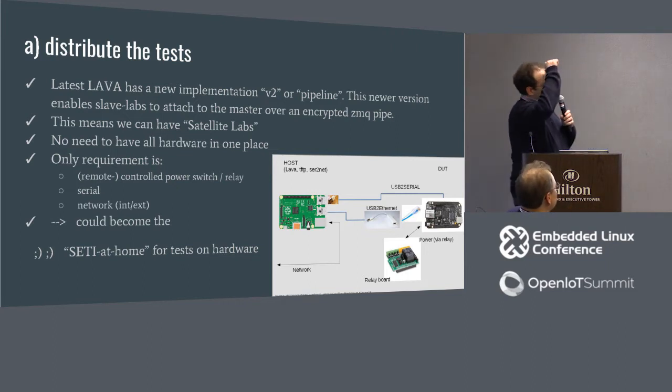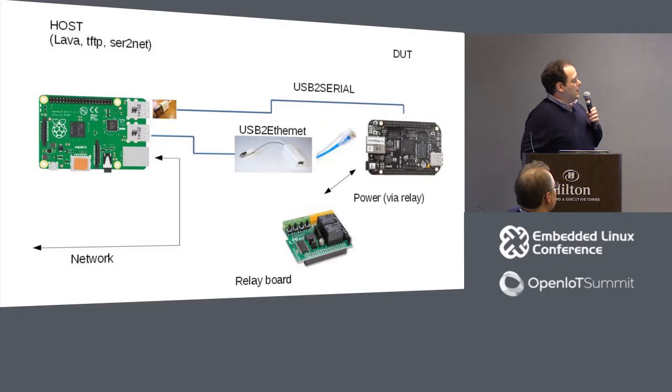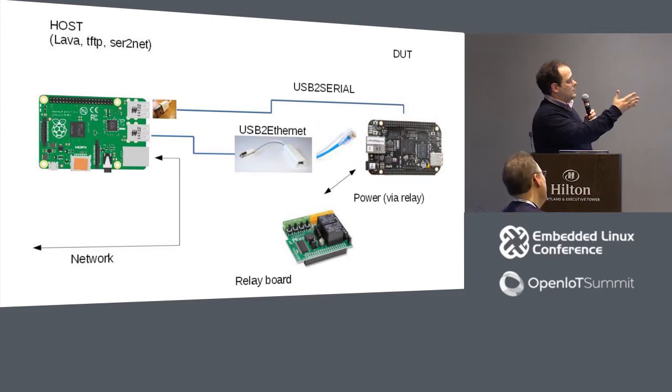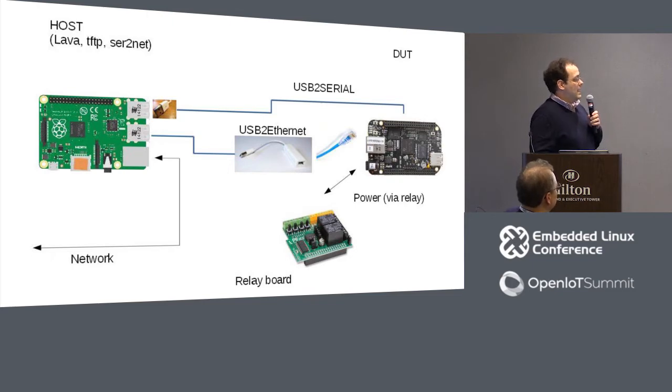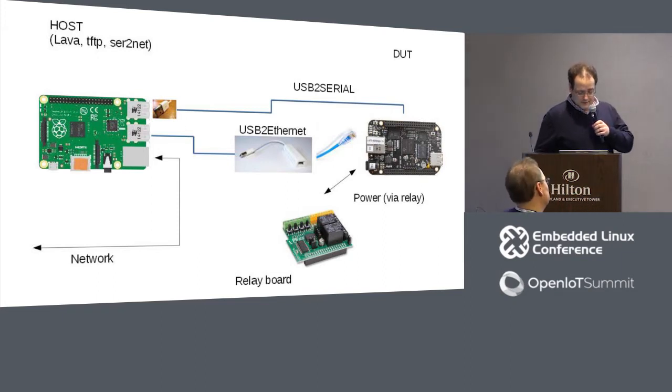So such a small app, which you can do on a Raspberry Pi, has this setup here. Raspberry, USB serial, USB to Ethernet, and some way to switch power, and there are nice hats for the Raspberry out there. For example, that one with a relay. Yeah. So that's a full satellite lab environment already.